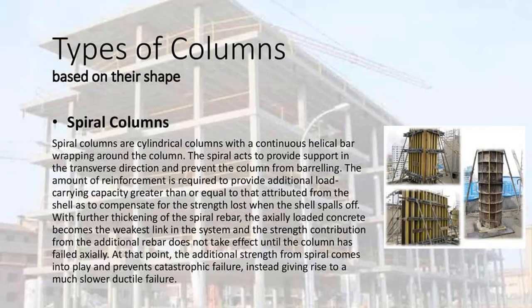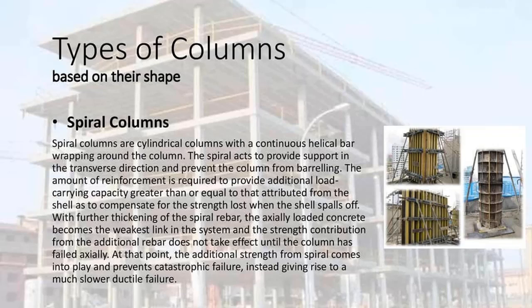The types of column based on their shape are: spiral column. Spiral columns are cylindrical columns with a continuous helical bar wrapping around the column. The spiral acts to provide support in the transverse direction and prevent the column from barreling. The amount of reinforcement required to provide additional load carrying capacity greater than or equal to that attributed from the shell is to compensate for the strength lost when the shell spalls off.